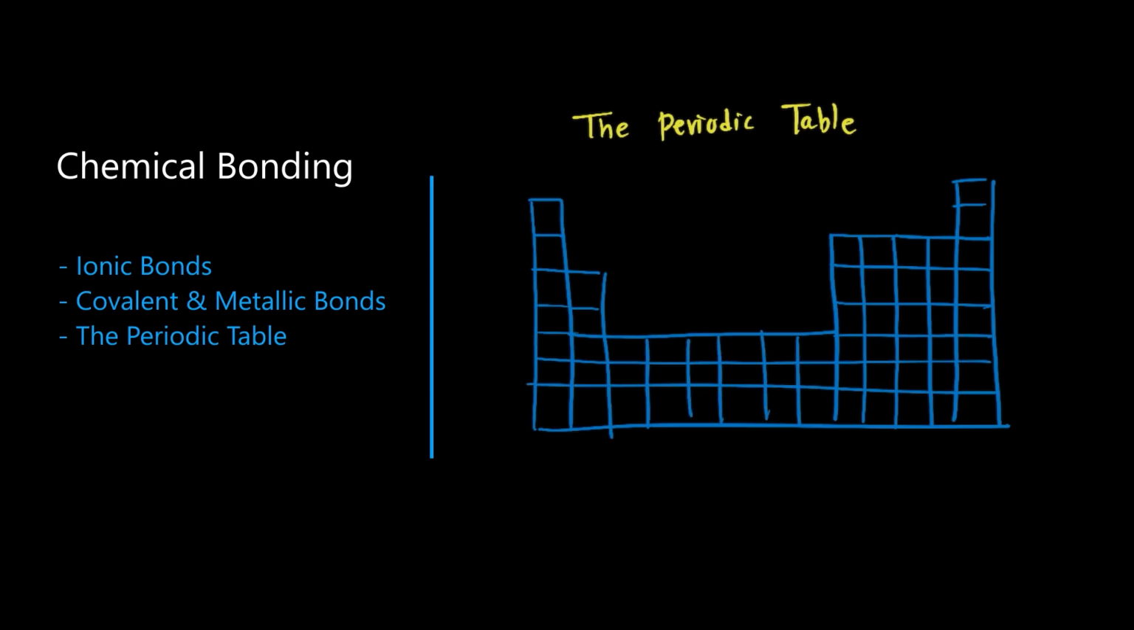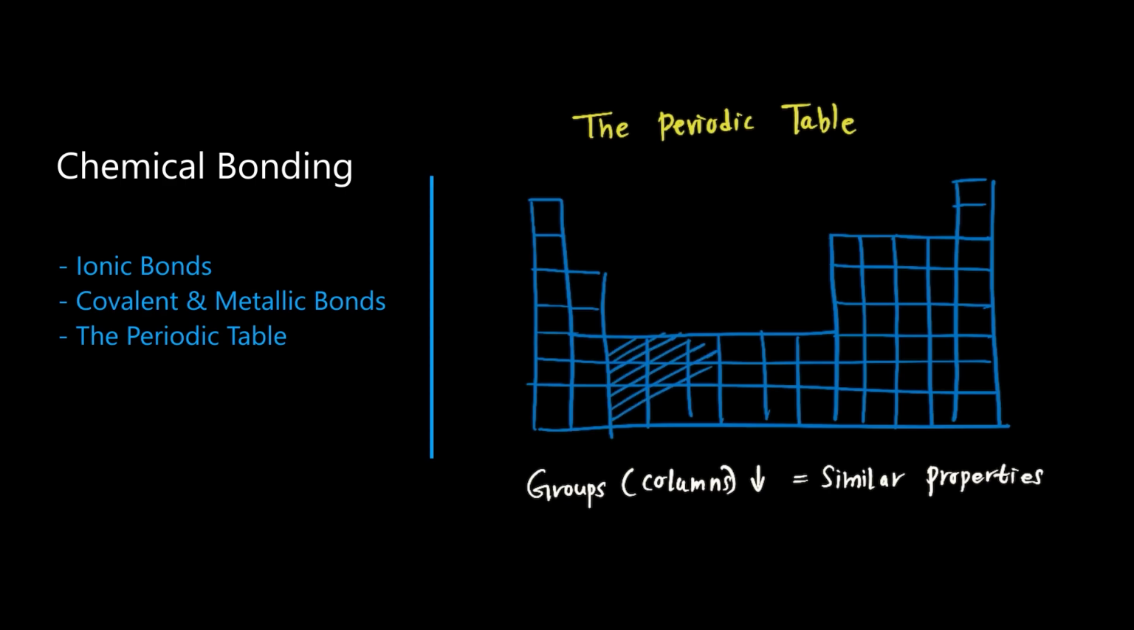The elements in group 17, the halogens, all have 7 valence electrons and are highly reactive non-metals that tend to gain 1 electron to form a -1 ion. Group 18 contains the noble gases, which have a full outer shell of valence electrons. This makes them very stable and unreactive.